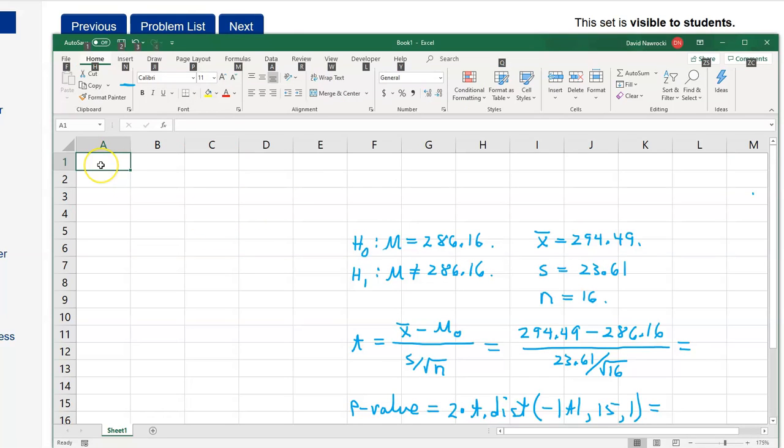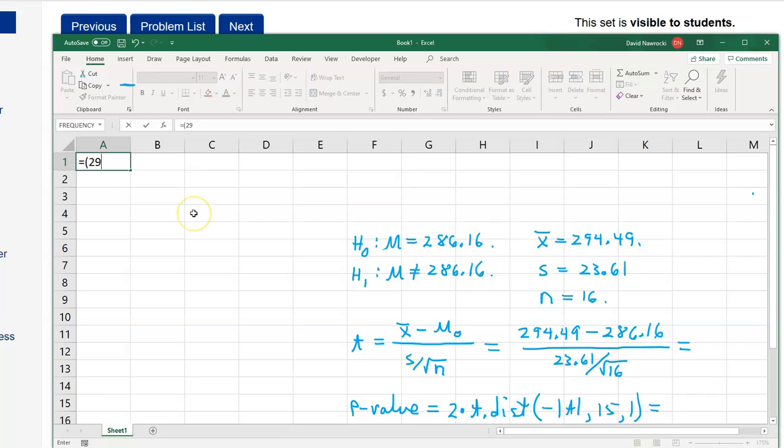Now let's open up Excel, pick any cell, and type in our test statistic right here. Remember to use parentheses correctly. Everything in the numerator has its own parentheses, divided by parentheses around what's going to be in the denominator. We'll use the square root command. And there we go. There is our test statistic, 1.41127.